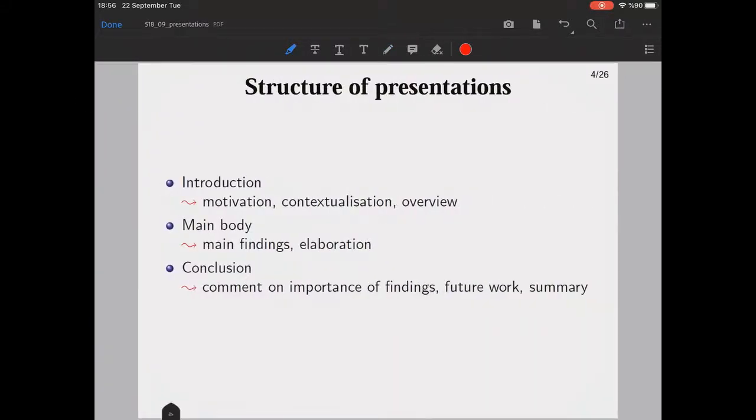And the structure of presentations usually has three main parts. The introduction motivates the audience to listen to you, with contextualization and an overview of the topics that will be introduced. The main body discusses the main findings and elaboration. Maybe it can be your thesis proposal seminar or thesis defense seminar. And the conclusion part comments on the importance of findings, future work, and a summary of your research.